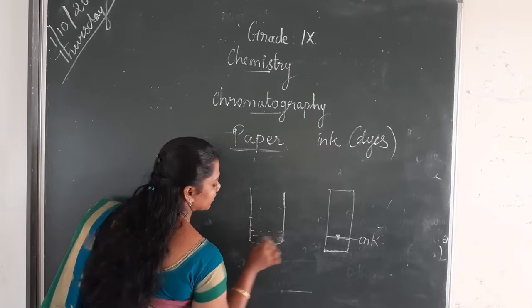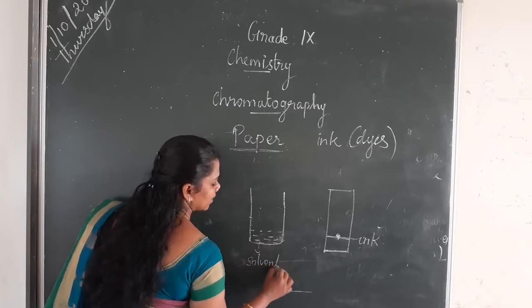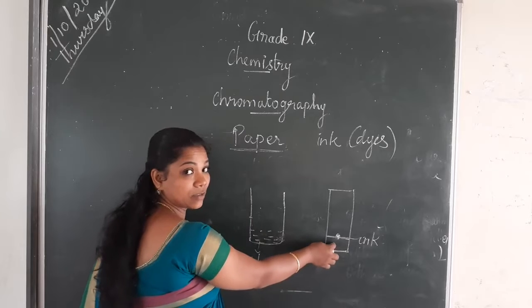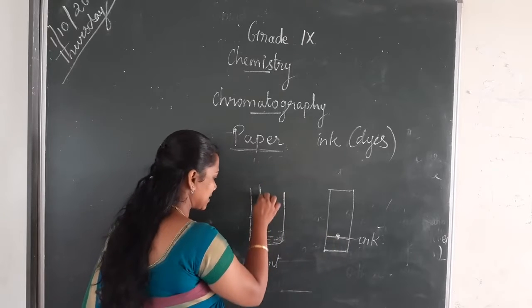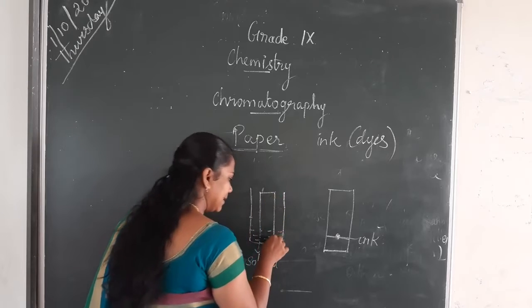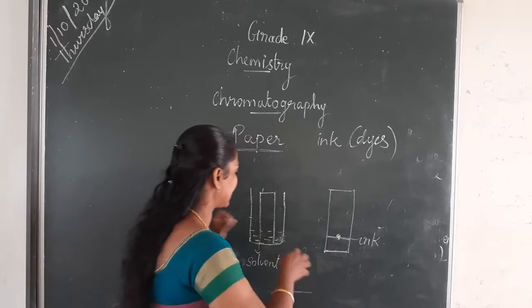The beaker has been filled with solvent. That is the mobile phase, a suitable solvent like ethanol, ether or anything. Then take this chromatographic paper and insert it. Keep it inside this beaker. Fold it, or just dip it inside.